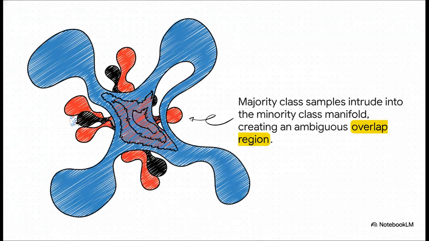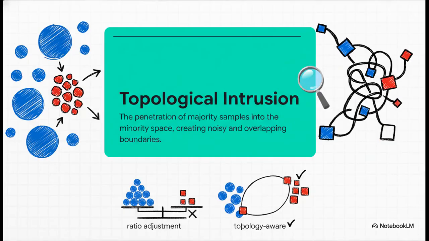And this visualization here just perfectly illustrates that core concept. You can see the majority class intruding into the minority class manifold. This overlap creates a really ambiguous region, and that's what obscures the true decision boundary and messes with the classifier. The authors give this a name, topological intrusion. And this perspective is key, because it implies that any effective solution has to perform a kind of topology-aware data rectification. It's about more than just tweaking the class ratios.